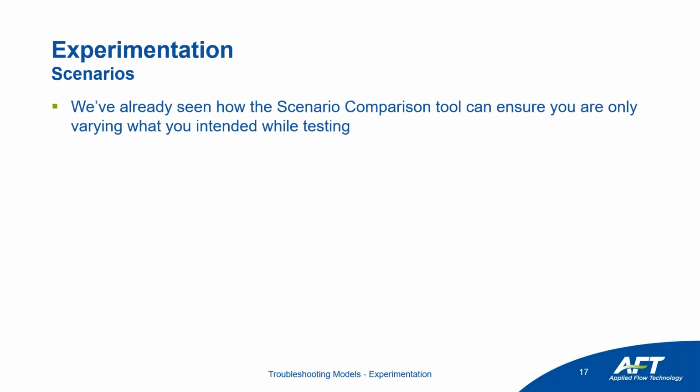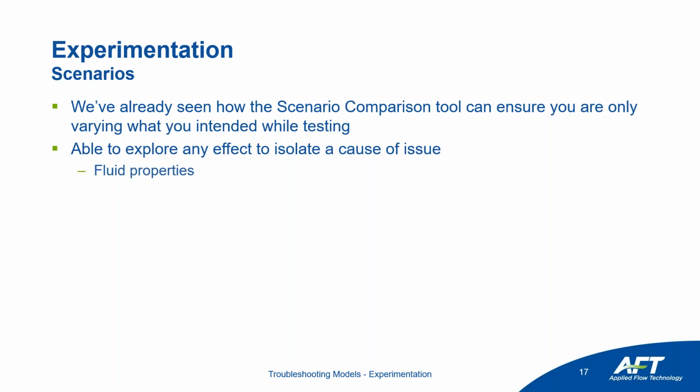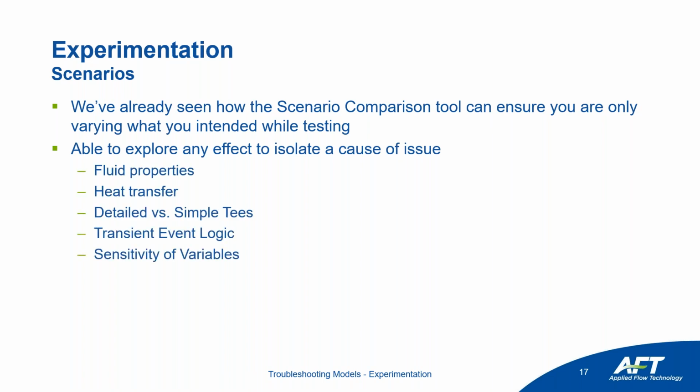So scenarios. We already took a look at how the scenario comparison tool makes sure that we're only looking at our intended variable at a time. So we want to make sure fluids aren't changing randomly or any other valves or components are changing. We just want to make sure the one variable we're testing is changing. Scenarios also enable you to explore any effects to isolate a cause of issue. So a lot of those same things that we looked at: fluid properties, heat transfer, whether that's on or off. If we turn off detailed Ts, does that allow our model to run? Are our transient events defined logically, especially if it's defined as a criteria? Is it meeting that criteria?